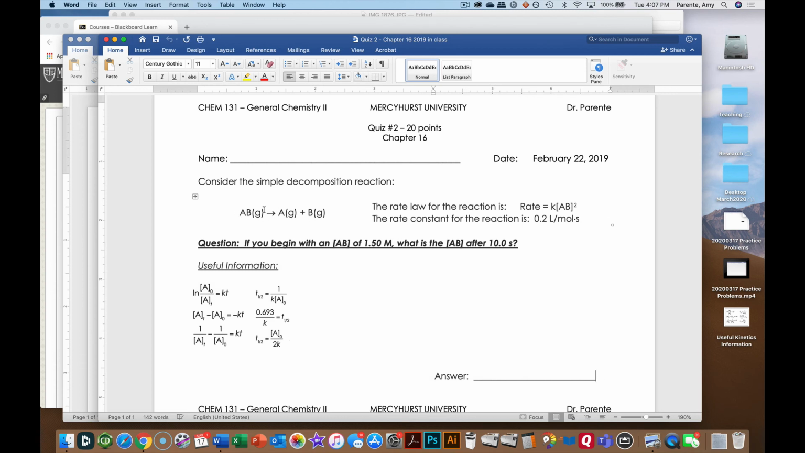So we've got a chemical reaction here. They give us some important parameters about the problem. And then there's some useful information in terms of equations that are provided for the student.